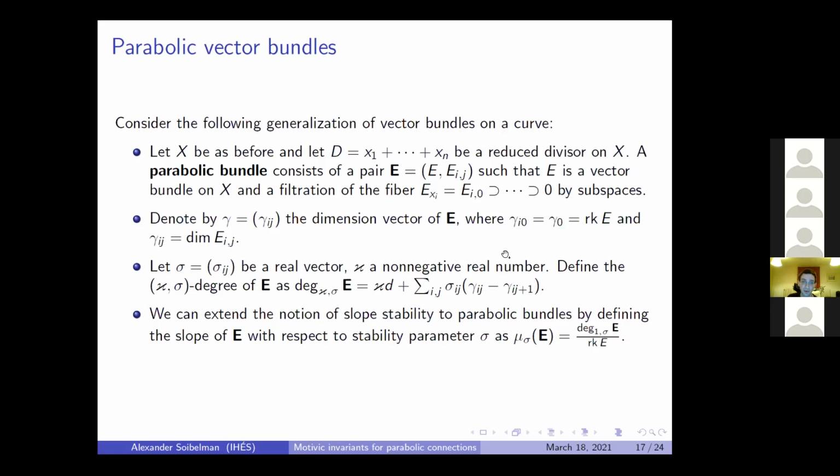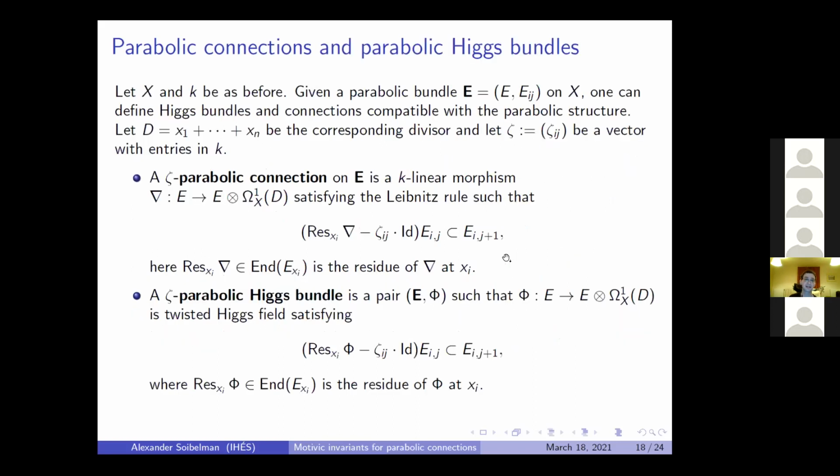And now I want to also generalize what I mean by connection and Higgs bundle. So this is going to be something that somehow preserves this flag structure that's given in addition to the vector bundle to give you the parabolic structure. So to get a parabolic connection or a parabolic Higgs bundle, specifically a zeta parabolic connection or zeta parabolic Higgs bundle, I'm going to be fixing a vector of numbers, or rather entries in my field K, that I'm going to be denoting by zeta, and there's going to be one for each one of these flag subspaces.